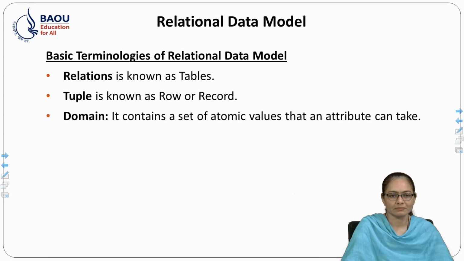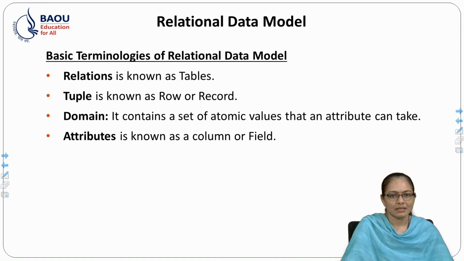What is a domain? A domain contains a set of atomic values. Atomic means the unique values that an attribute can take. Now, what is an attribute? An attribute is known as a column or a field. We can say field or column, both are the same as attribute. For example, in a student table, roll number is an attribute, name is an attribute, city is an attribute or a column name.